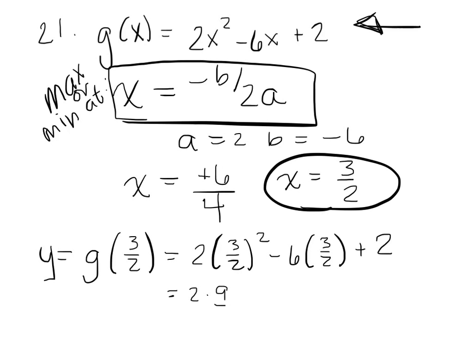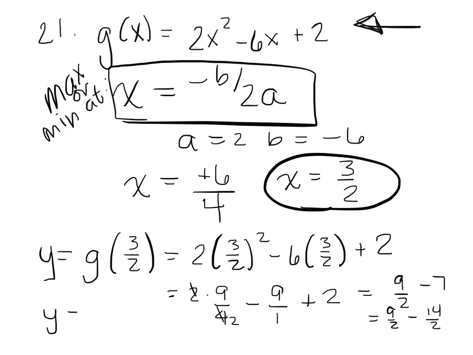Two times 9 over 4 minus, well, just go ahead and call that 9 over 1 plus 2. So that's going to equal, let me reduce this, 9/2 minus 7, 9/2 minus 14/2. I'm getting y equals, oh yeah, minus 5/2. There's my y value of the vertex.